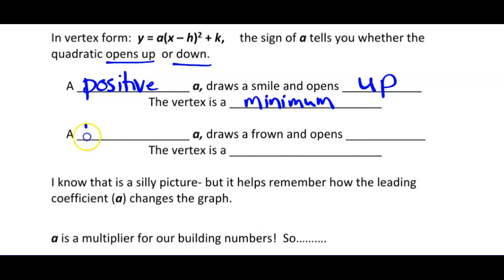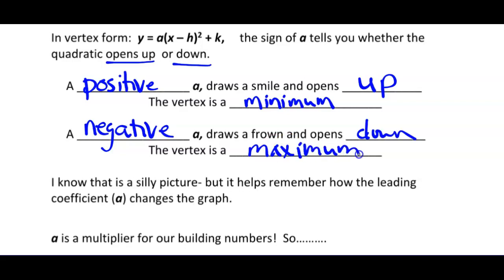So therefore, a negative A opens down, right? And it makes my vertex a maximum. That's going to be important because we're going to ask, is it a minimum or a maximum? Okay? So it's kind of like makes us smile.